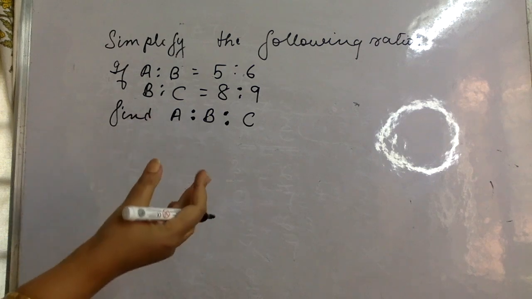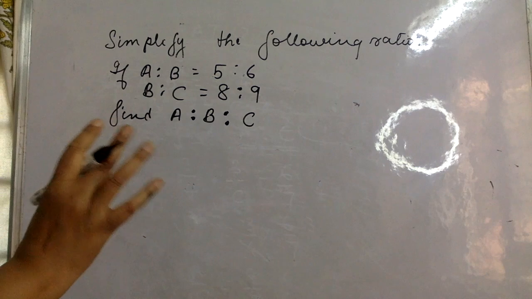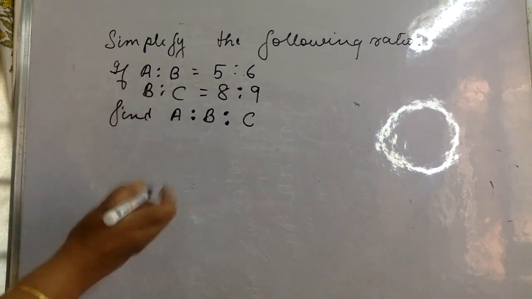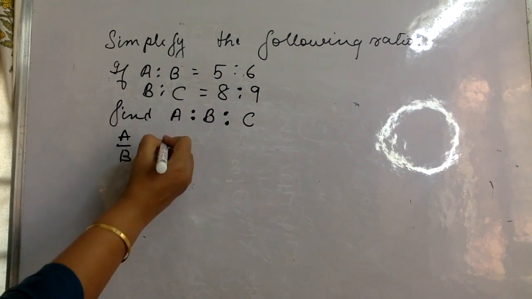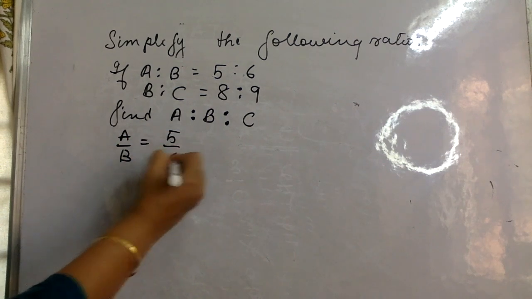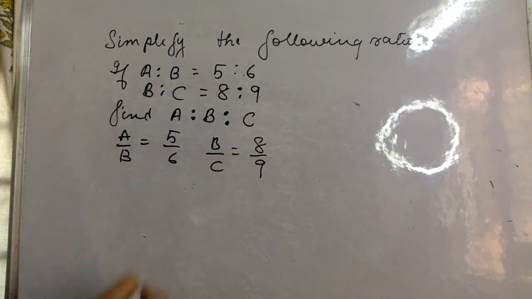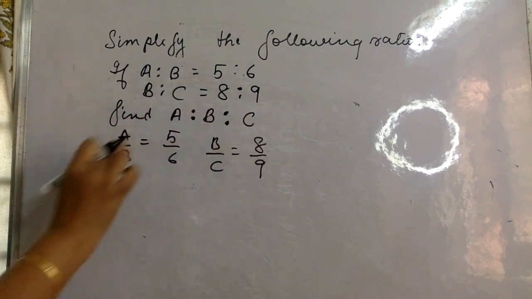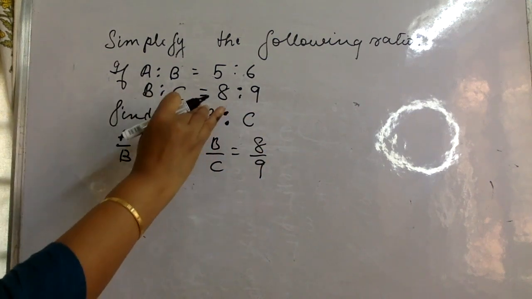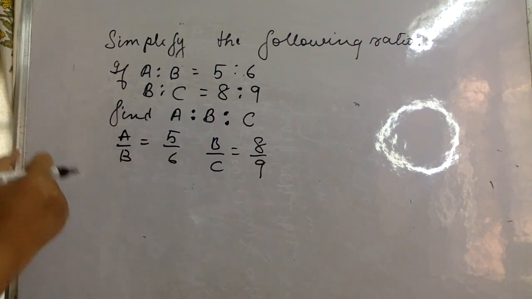Now here what do we see? All the three variables are included. So A by B is 5 by 6, B by C is 8 by 9. Now how do we bring them all together? There has to be some point of equality where we can compare.